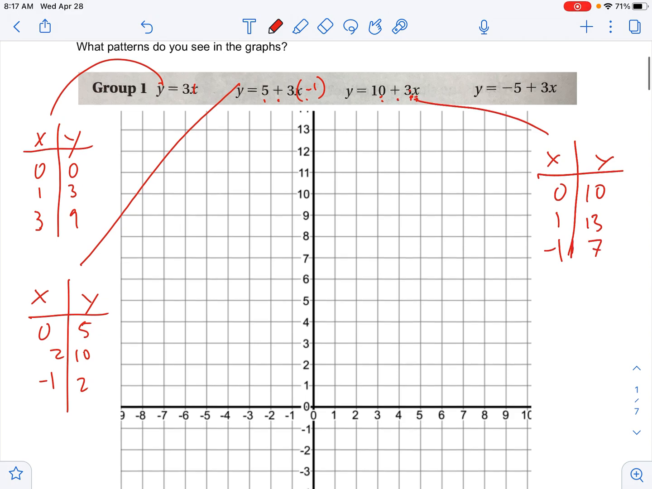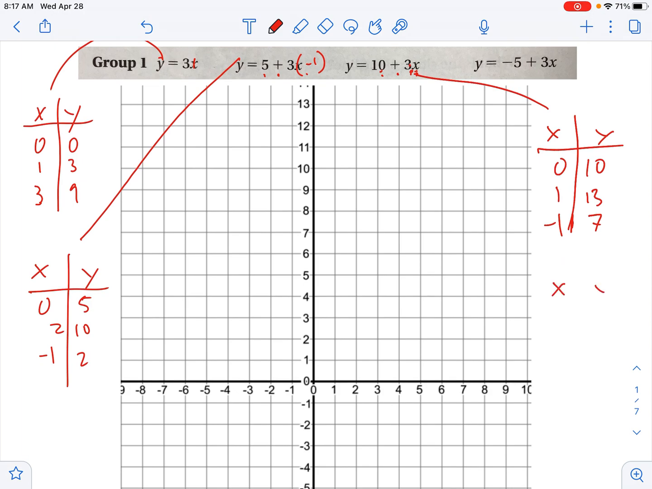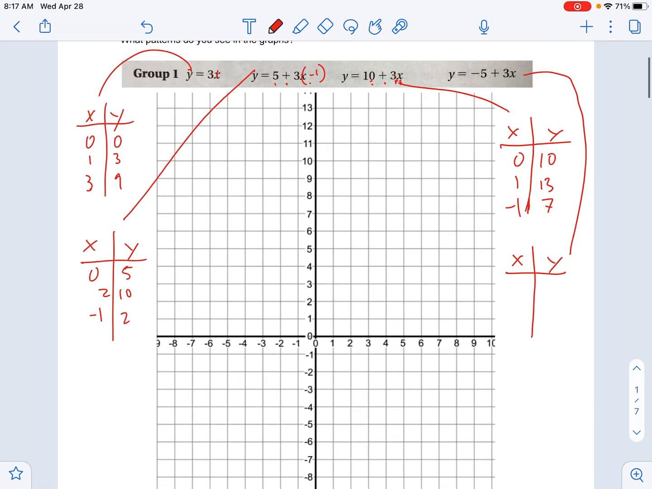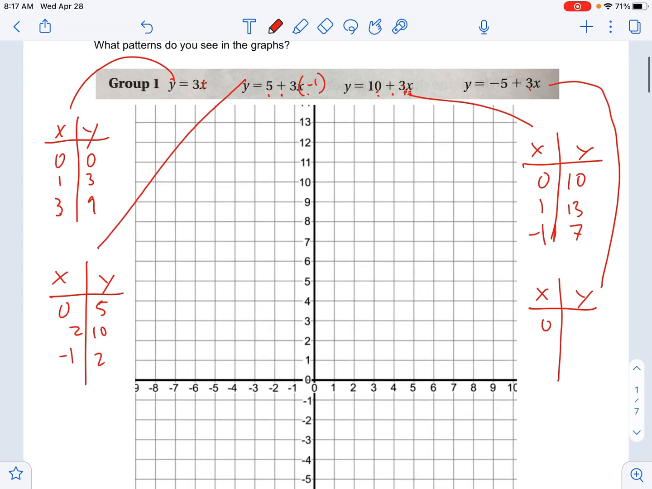Now what I'm doing is I'm actually just doing 3 points because I know a line is 2 points, but 3 points let me know if it's going in the right direction. So if I can plot 3 and get it going, then my line should be okay. Let's try 0 for this one. 3 times 0 is 0. Negative 5 plus 0 is negative 5.